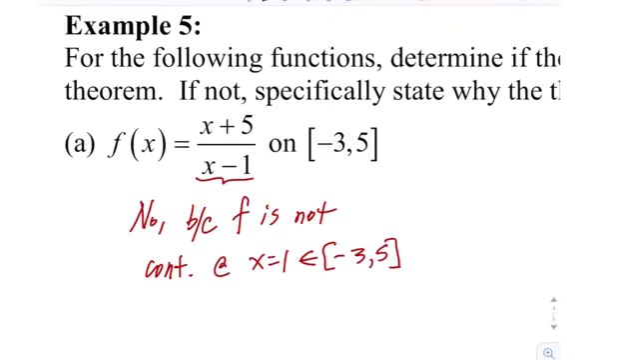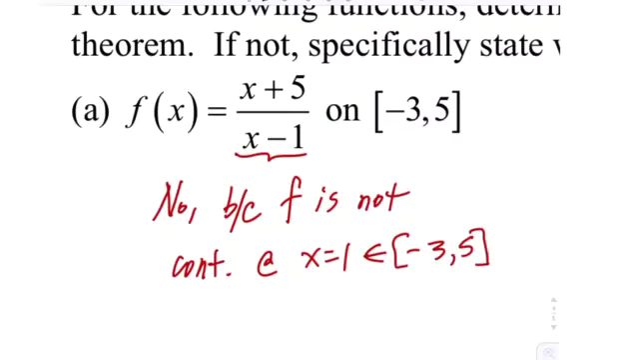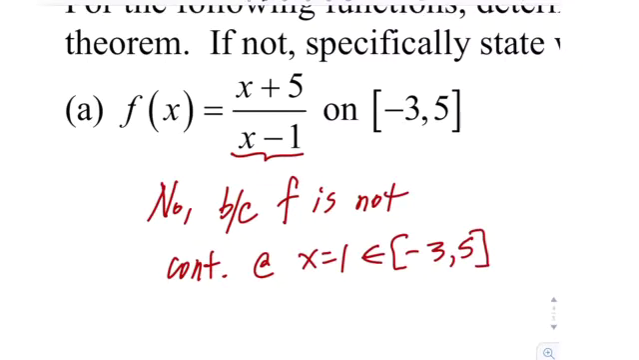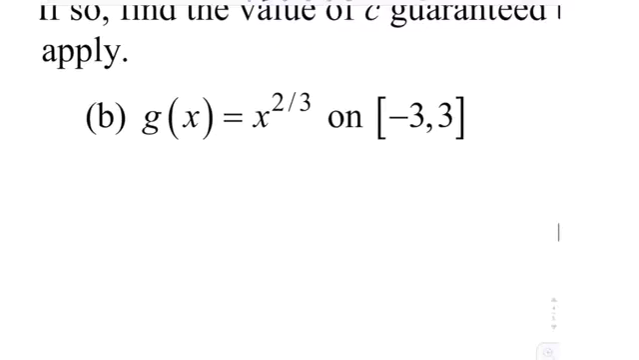Now, if we're looking on the interval from like 5 to 10, there's still a vertical asymptote at 1, but the mean value theorem applies because it's not on the interval, okay? All right, so the derivative would not exist there either, right? It's not differentiable there as well. So either one. This one here, x to the 2/3 on the interval from -3 to 3.